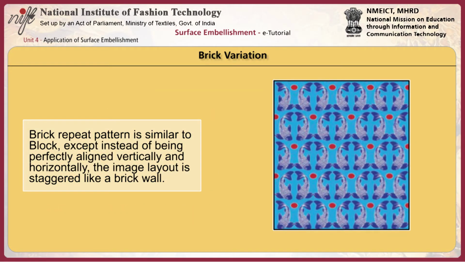Brick repeat. Brick repeat pattern is similar to block, except instead of being perfectly aligned vertically and horizontally, the image layout is staggered like a brick wall. The brick repeat is similar to a half drop repeat; one rotated 90° produces the other. The main difference is that the brick repeat forms a horizontal emphasis, while the half drop forms a vertical one.